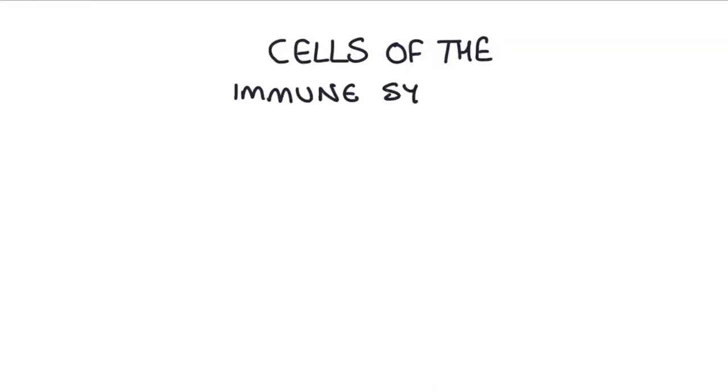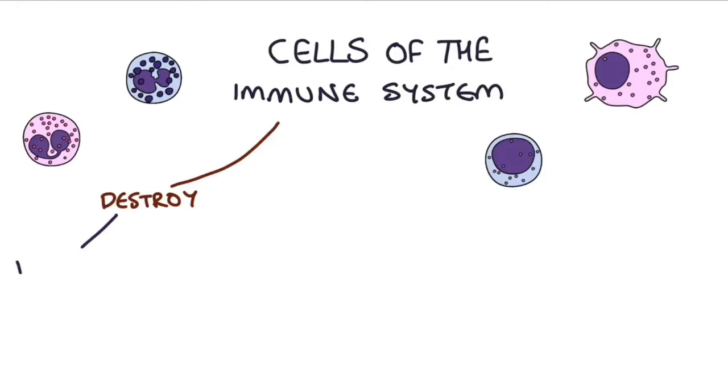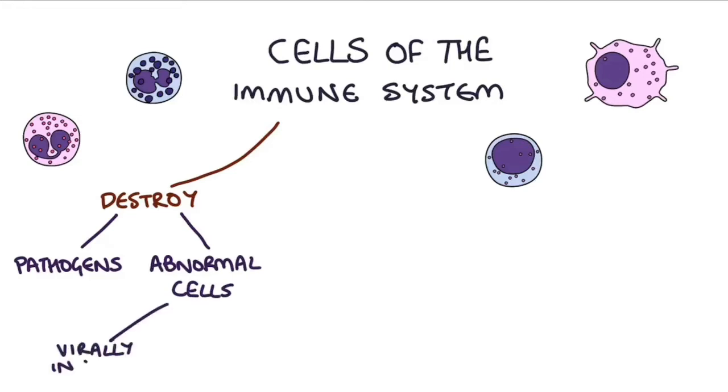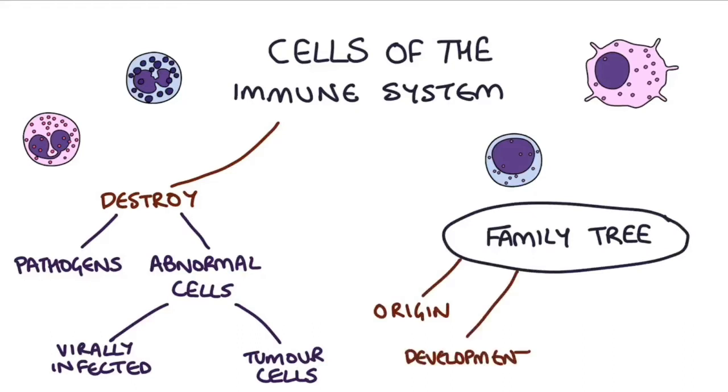Different cells involved in the immune system. So these are the cells responsible for our body's defences to pathogens and are responsible for destroying abnormal cells, such as virally infected cells or cancer cells. Specifically, we're going to look at the family tree of these cells, as it's important to understand where these cells come from, how they develop and differentiate, and how they relate to each other.